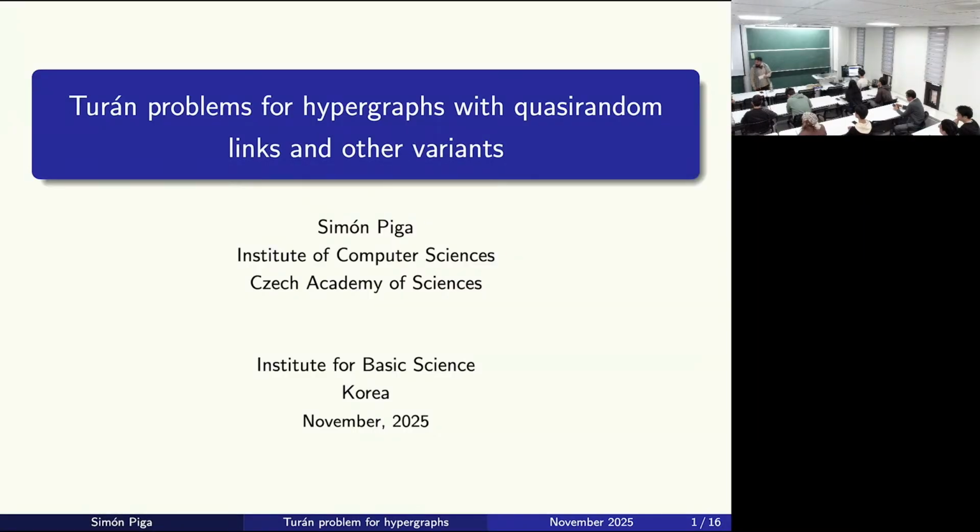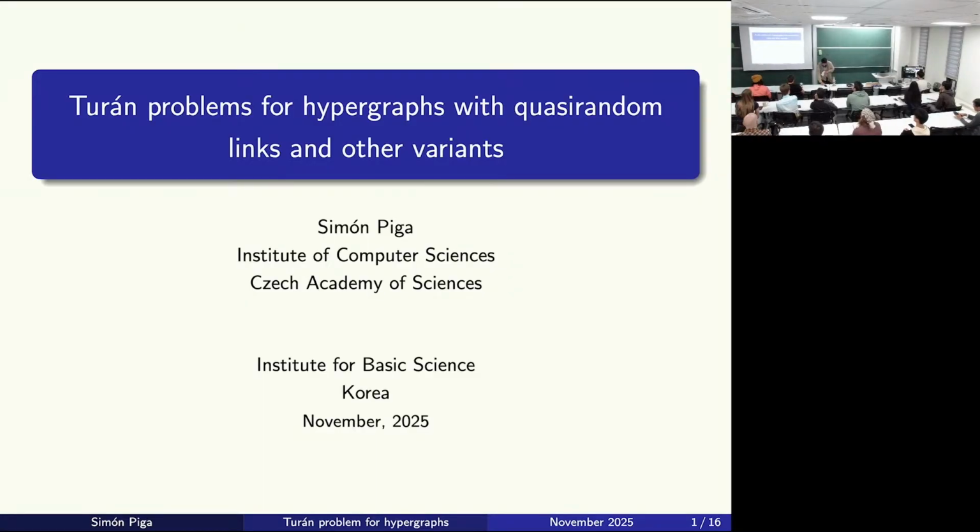Simón Piga will talk about hypergraph Turán problems. Yes, please. Maybe. Yeah.